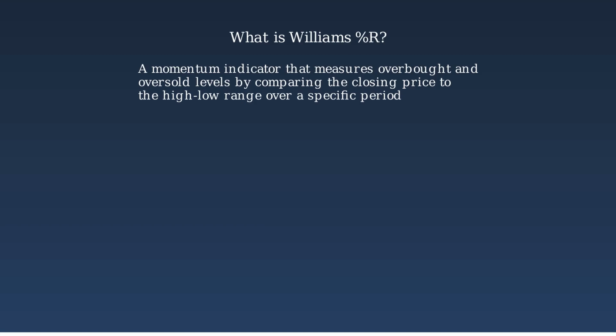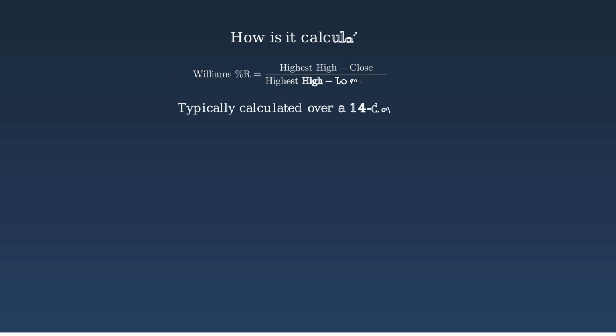The formula subtracts the current closing price from the highest high, divides by the total range between highest high and lowest low, then multiplies by -100. It's typically calculated over a 14-day period.